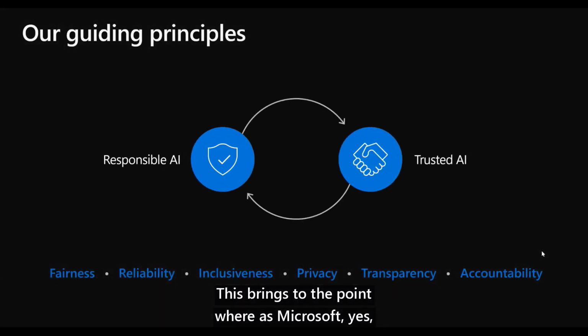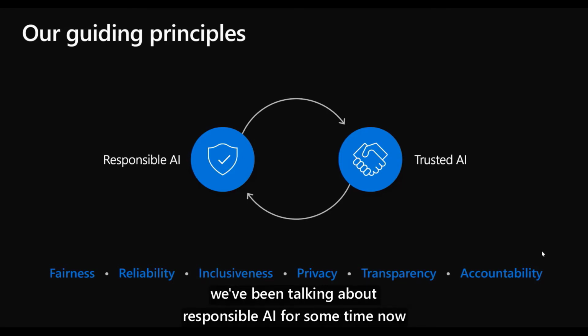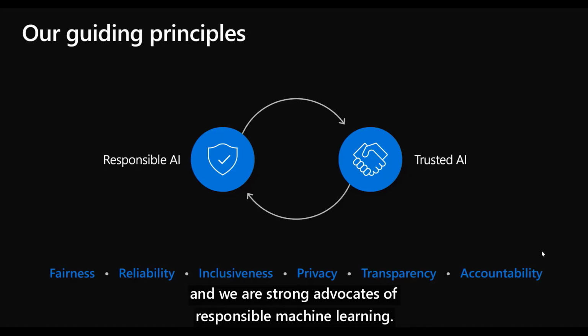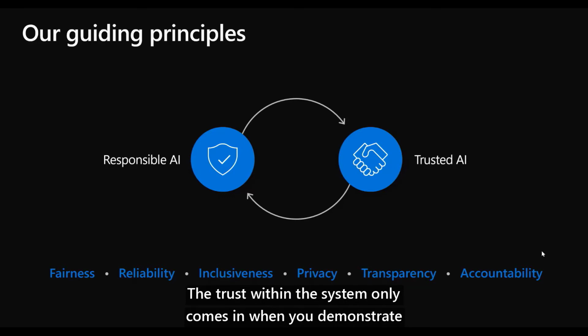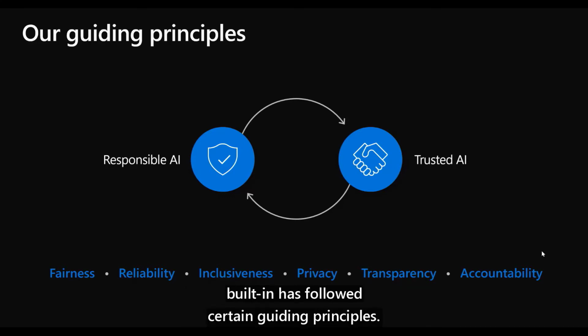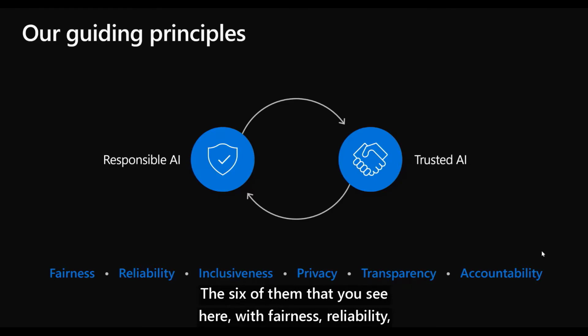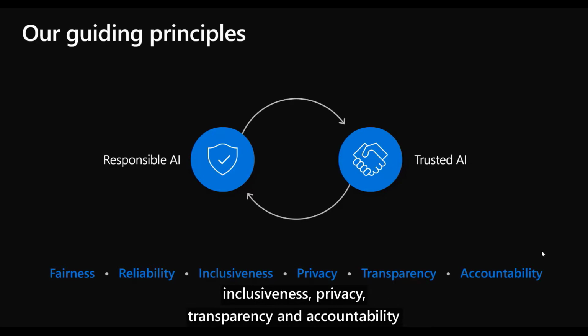This brings to the point where, as Microsoft, yes, we've been talking about responsible AI for some time now, and we are strong advocates of responsible machine learning, right? The trust within the system only comes in when you demonstrate that the system you built has followed certain guiding principles. We can call it responsible machine learning design principles, right? The 6 of them that you see here: fairness, reliability, inclusiveness, privacy, transparency, and accountability, right?